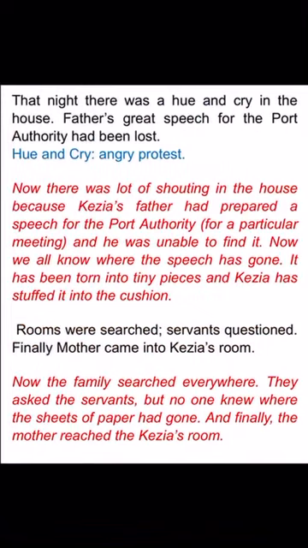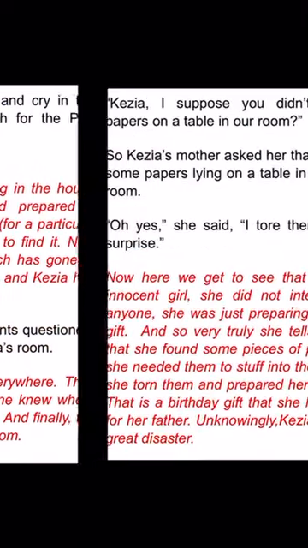Now there was a lot of shouting in the house because Kezia's father had prepared a speech for the Port Authority for a particular meeting and he was unable to find it. Now we all know where the speech has gone. It has been torn into tiny pieces and Kezia has stuffed it into the cushion. Rooms were searched. Servants questioned. Finally, mother came into Kezia's room. Now, the family searched everywhere. They asked the servants, but no one knew where the sheets of paper had gone. And finally, the mother reached Kezia's room.